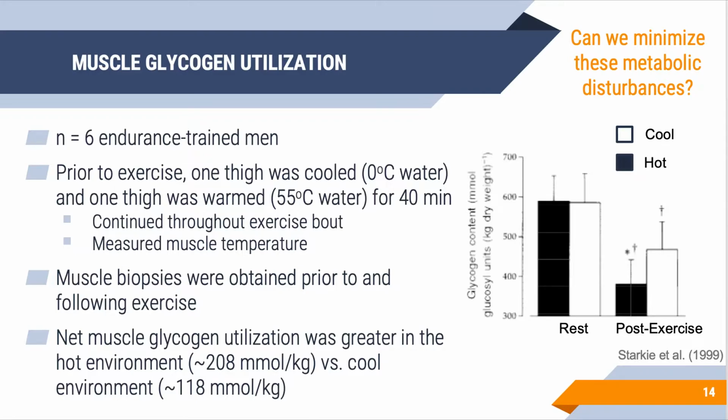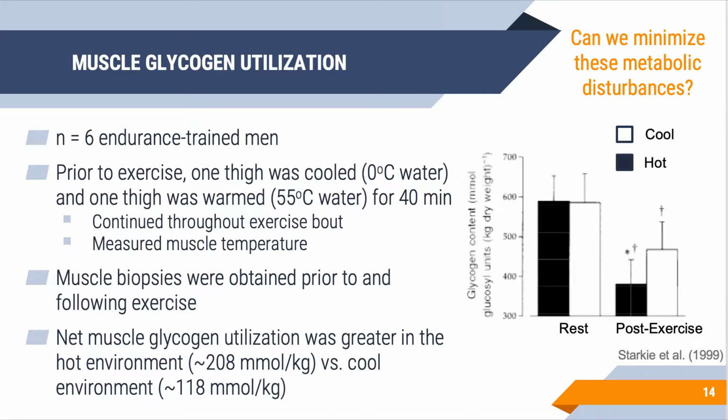And what they found, comparing rest and post-exercise in the cool and hot conditions: at rest, there was absolutely no difference in muscle glycogen concentrations, which is a good control check. But following exercise in the hot condition, muscle glycogen utilization was significantly greater than in the cool condition, meaning that when muscle temperature rises, muscle glycogen breakdown rises as well.